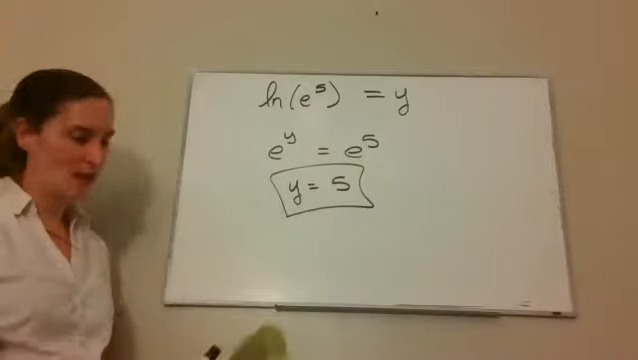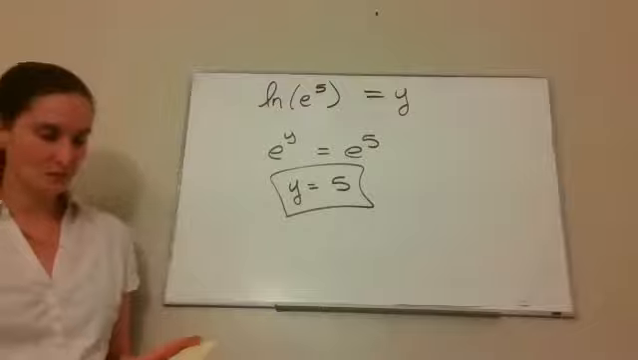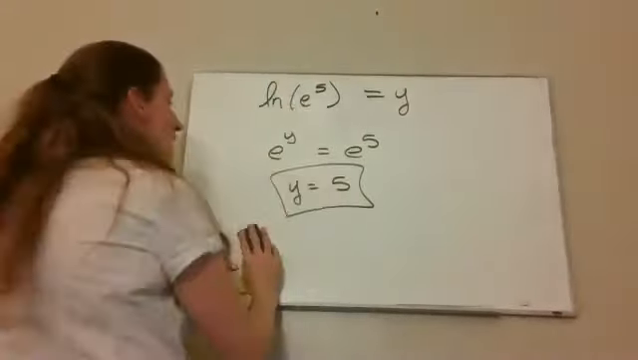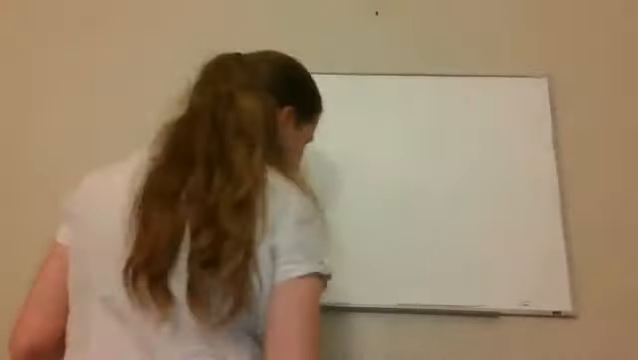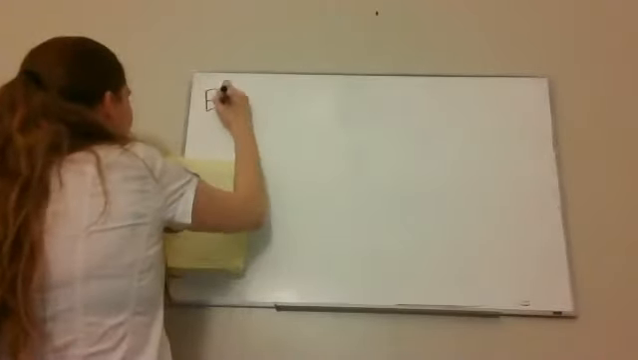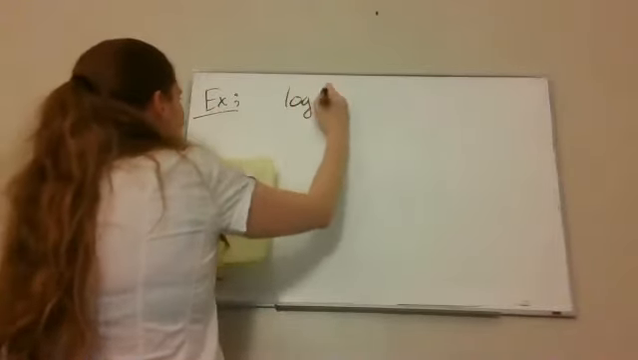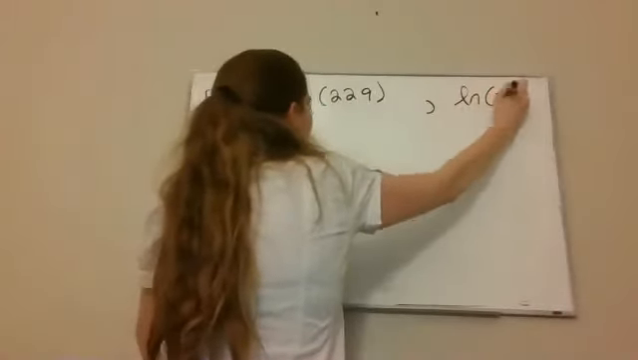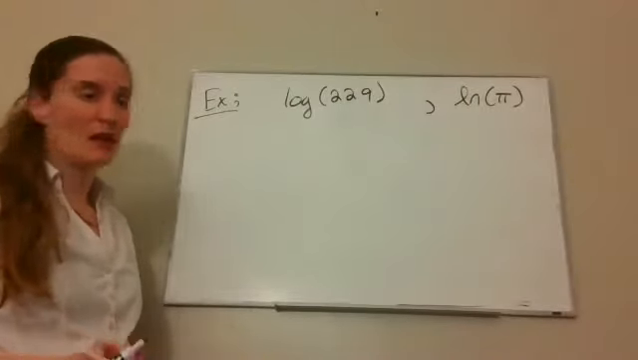And again, you can type that in your calculator and see that it does work out just like that. So that's how you can calculate common logs and natural logs when the values are nice enough. But if they're not nice, you're going to have to use the calculator to get the exact answer. So for example, if I try to find log of 229 or the natural log of pi, I'm not going to be able to do these using the same method that we just did.